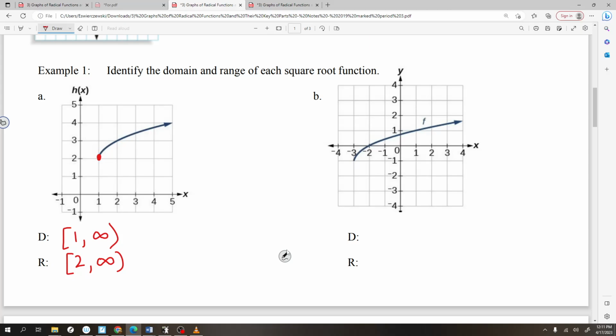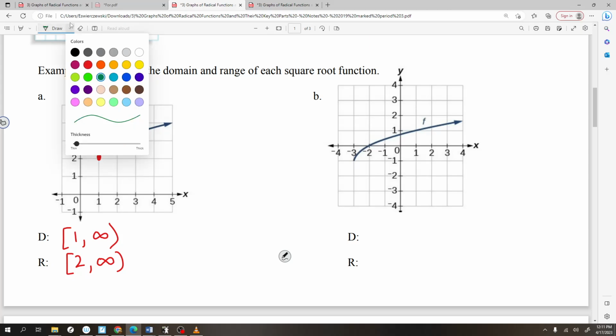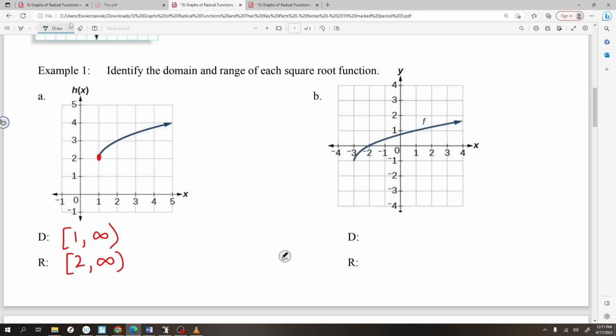Good. Next one. Did Monet ever come to class? No. Sad. Domain. What is the domain? That's going to be in the video, by the way. -3 to what? Infinity. Good. And how about the range? 2. Good. Questions on that? Easy, right? So simple.